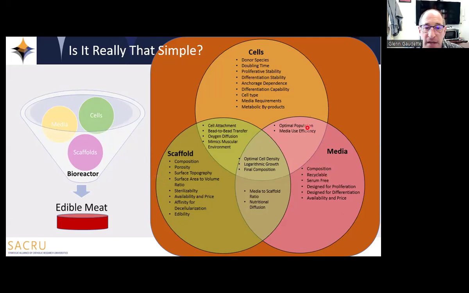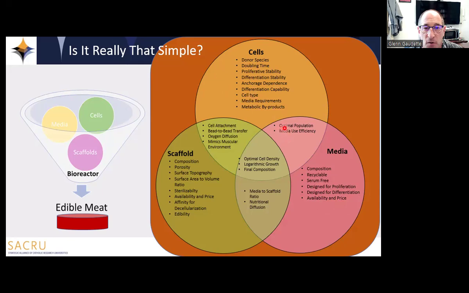When we think about the media, what's in there? Can we use serum-free media? Do we have media that's designed to proliferate the cells, to differentiate the cells? What's the cost of it? It's very, very expensive. And then we have some things that overlap, right?